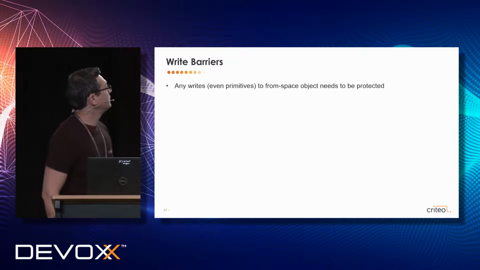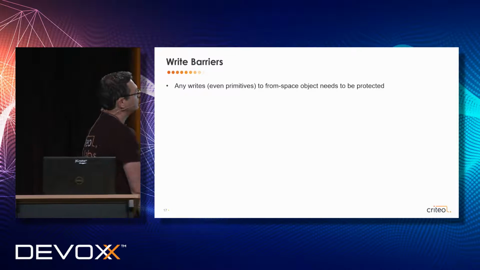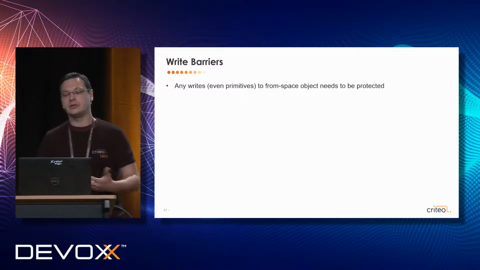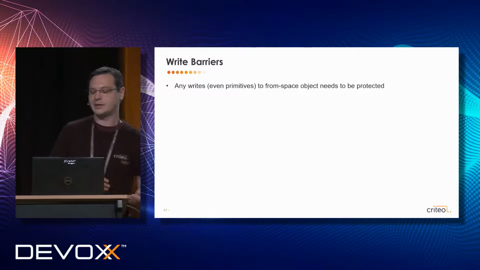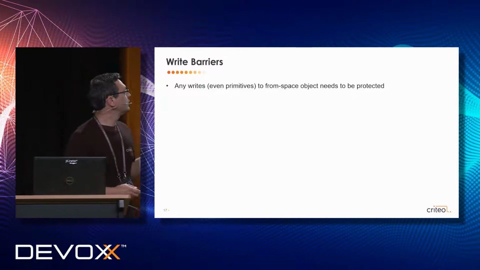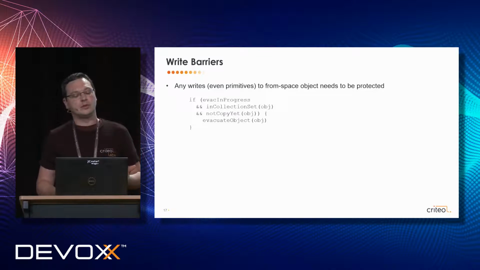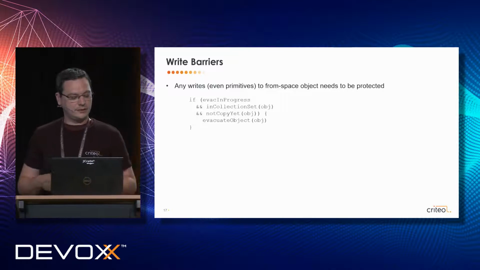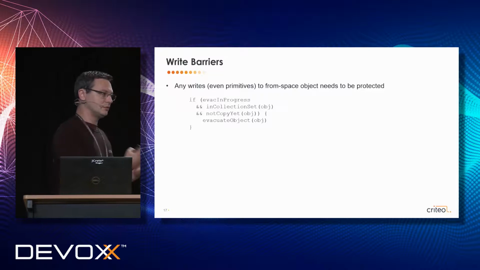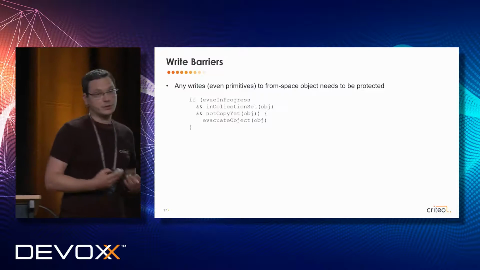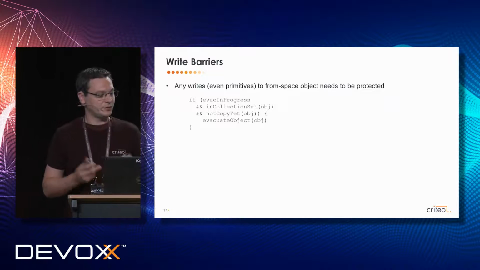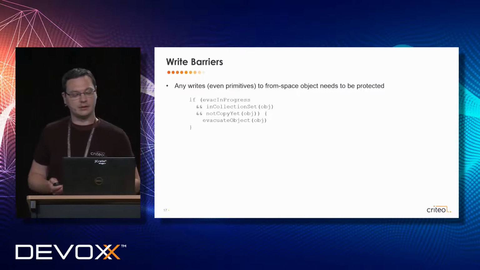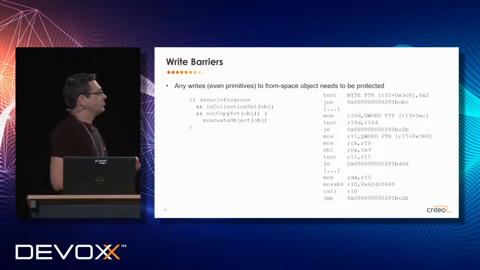So, the write barrier. Any writes, even for primitives, will trigger this barrier. Every write into an object that is in from space will be protected by this kind of code, pseudocode in Java. So if we have an evacuation in progress, and if the object is in the collection set that we will try to reclaim by the GC, and if the copy is not yet done for this object, we evacuate this object. Just these conditions are the write barrier.